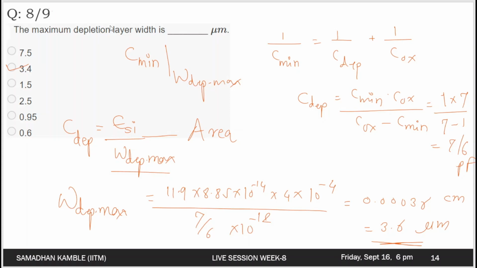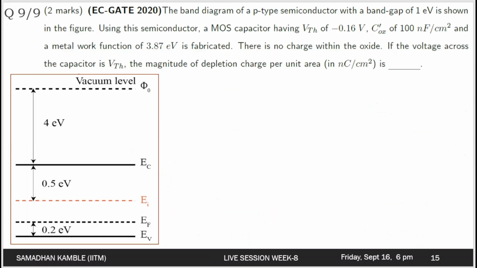Okay, so let us go to our last problem, and this is also taken from the GATE exam, EC GATE 2020. The question is as follows: the band diagram of a p-type semiconductor with a band gap of 1 electron volt is shown. So this is the band diagram of a p-type semiconductor. The band gap is 1 electron volt.